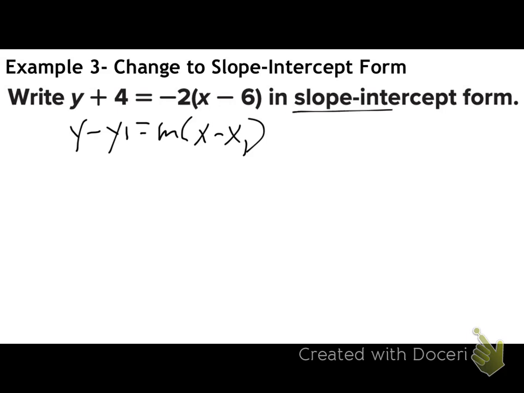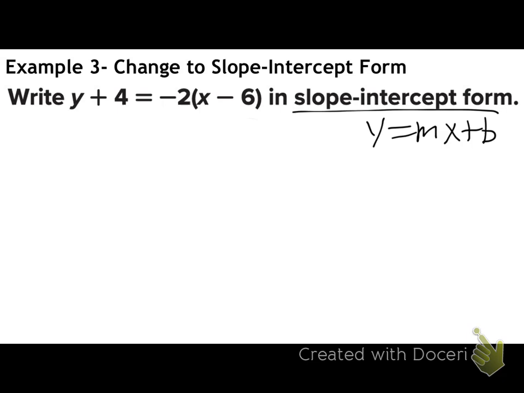What is slope-intercept form? y equals mx plus b. In slope-intercept form, what variable is solved for? Well, what variable is by itself? Oh. y. So in order to get this into slope-intercept form, I need to solve for y. Everyone okay with that? Okay.